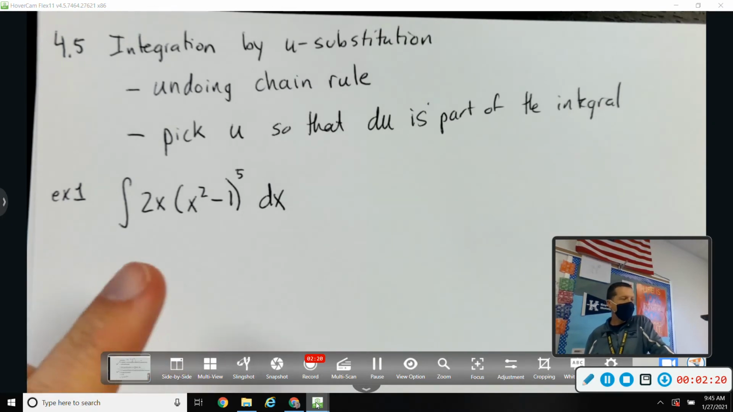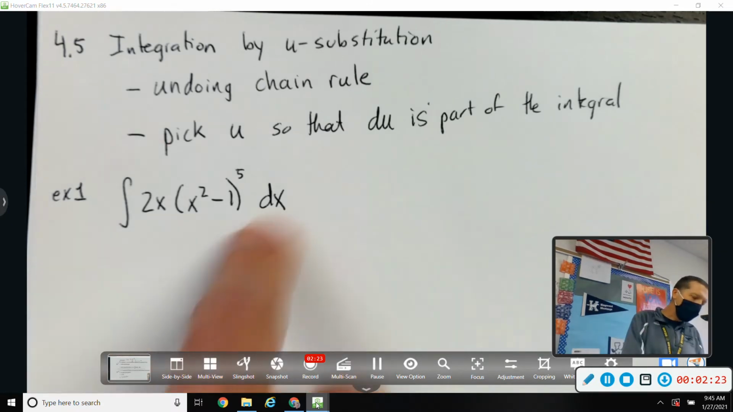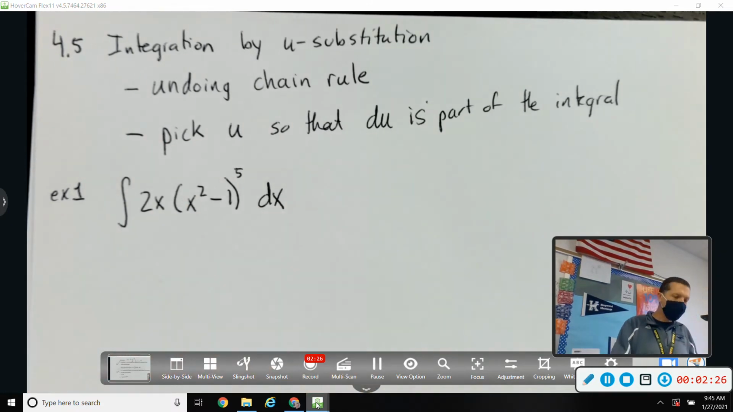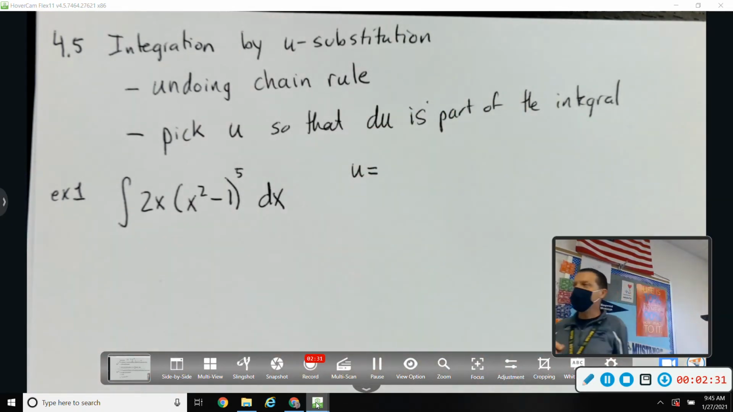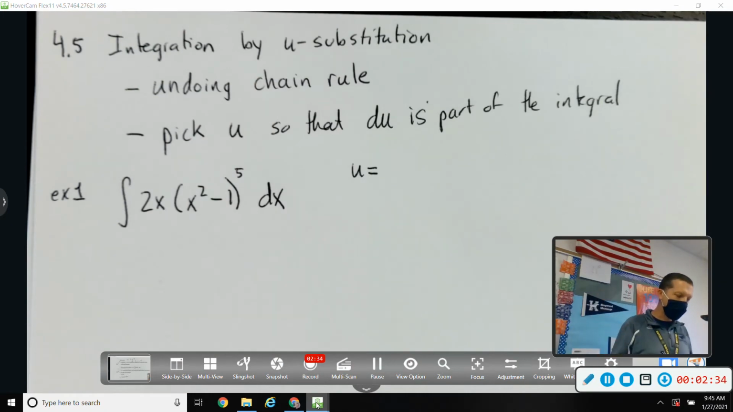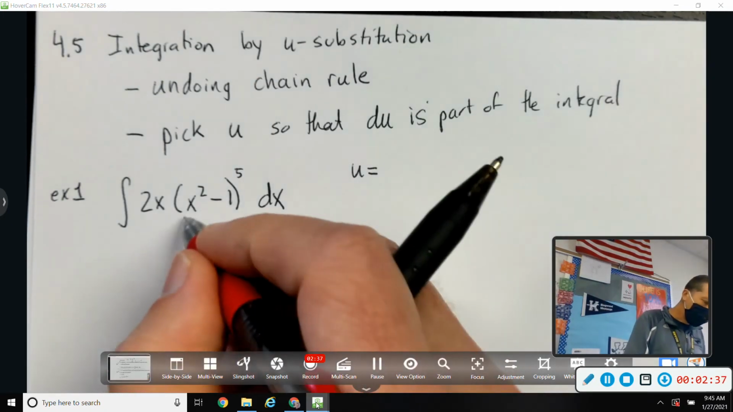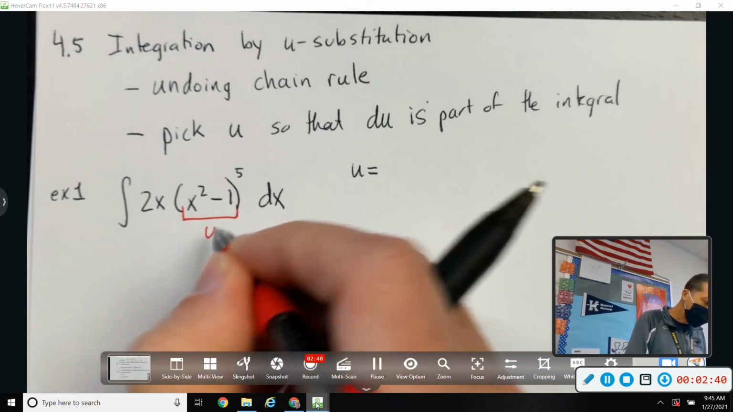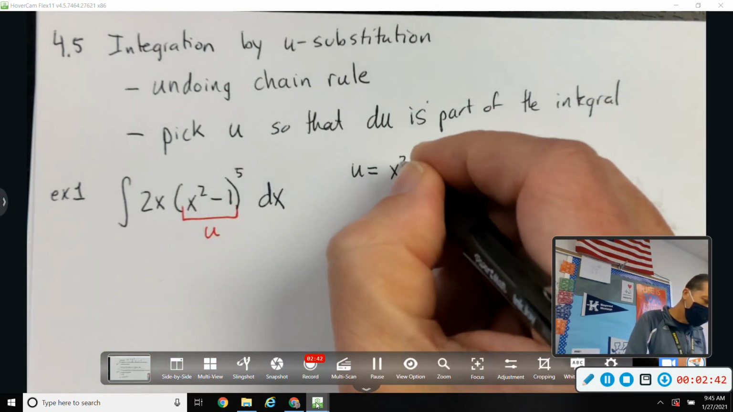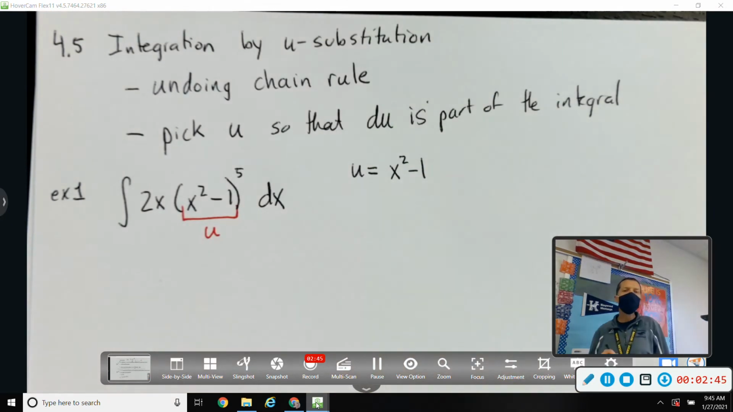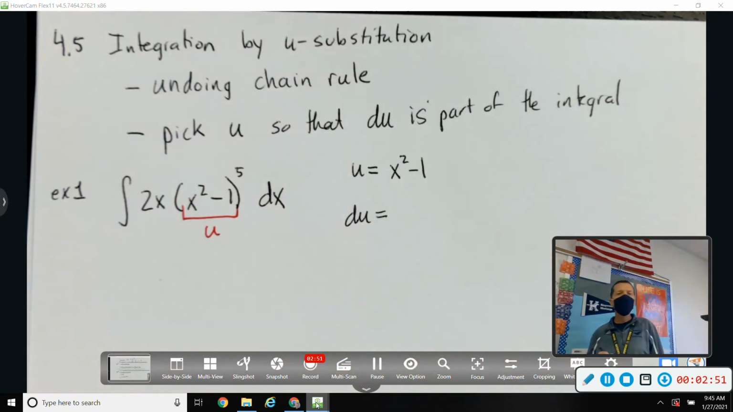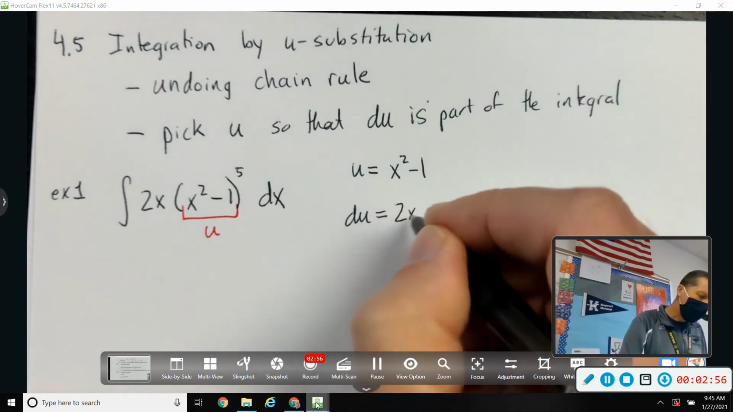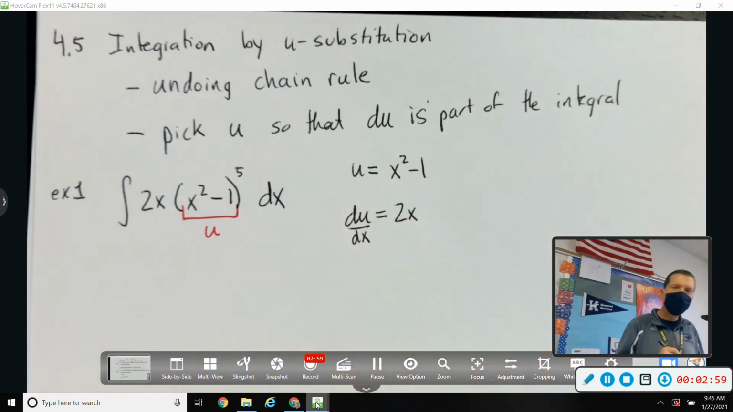But if I pick u wisely, I want to let u equal something in the integral so that du shows up. And again, I don't know how to do this other than do some together, and you watch me pick some, and you start to get the pattern of what's happening here. If I let u be x squared minus 1, then the derivative of u, what's the derivative of x squared minus 1? 2x. Now, really we should say du dx is 2x.